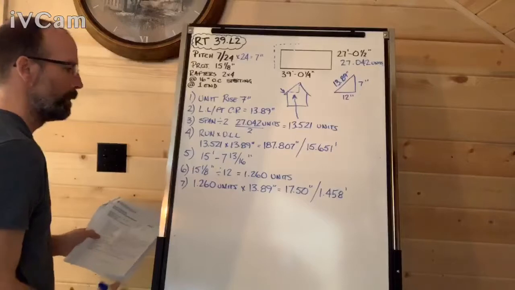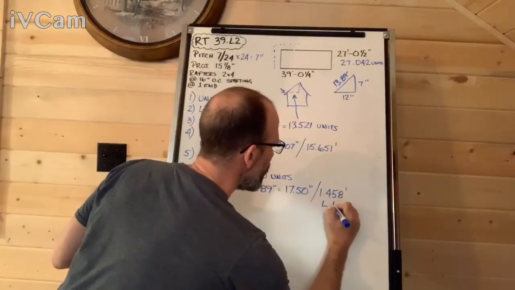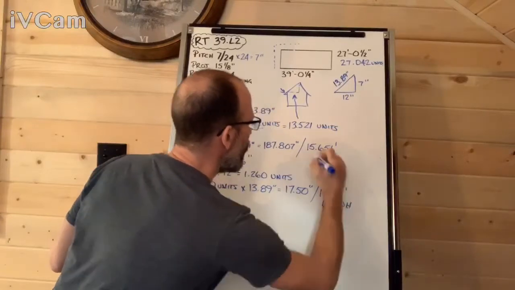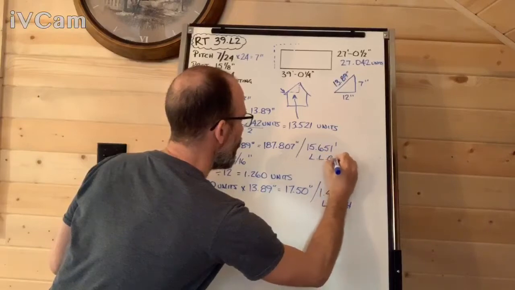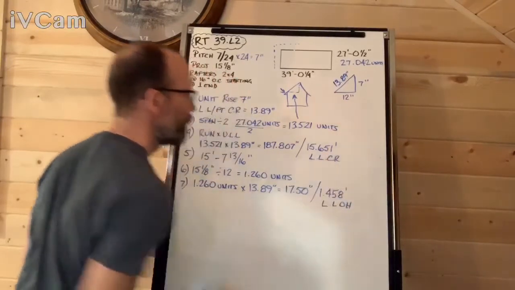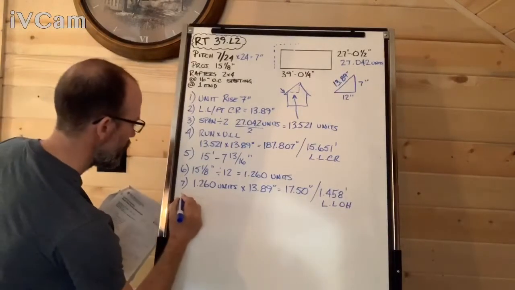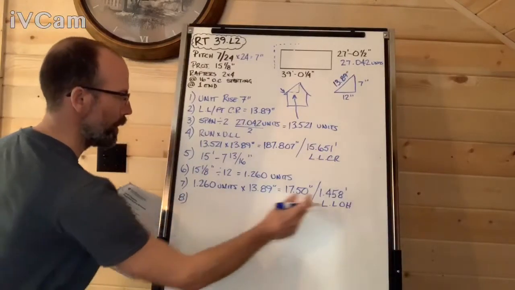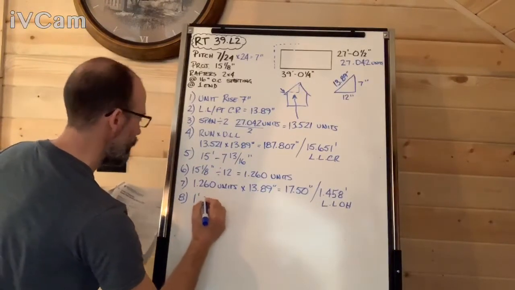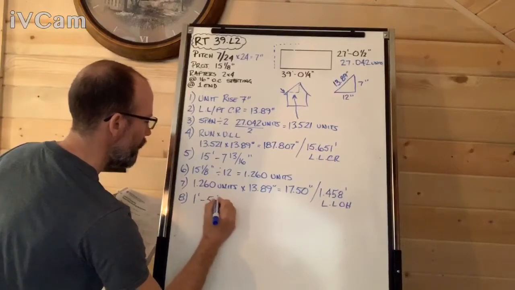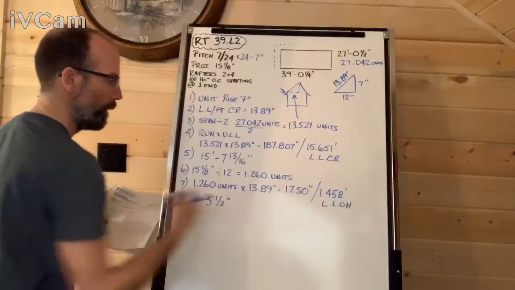Feet. So that is the line length of my overhang. This one here is the line length of my common rafter. When I change that to feet, inches, and fractions of an inch, I'll take that and it will convert over to 1 foot 5.5 inches. 17.5, 1 foot 5.5 inches.